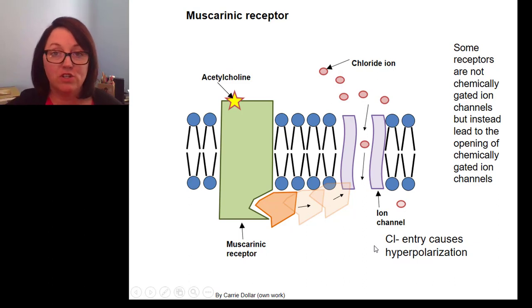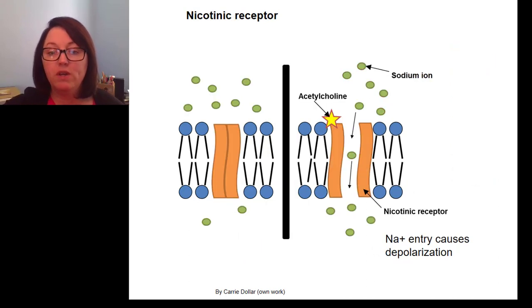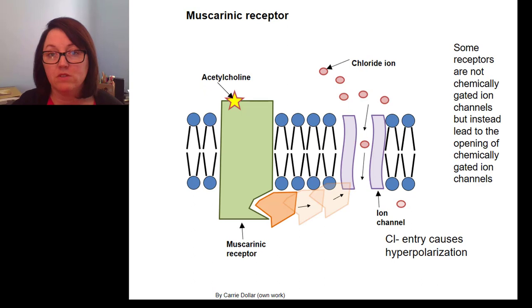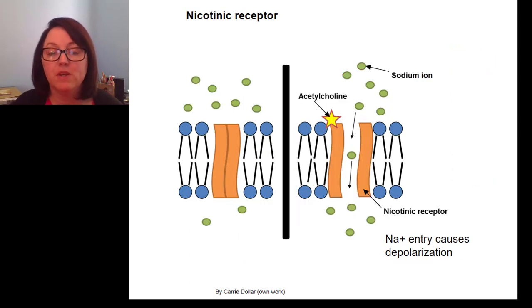And if negative ions rush into the neuron, we get hyperpolarization, not depolarization. So we're going to get an IPSP. So acetylcholine is causing a depolarization here, and acetylcholine is causing a hyperpolarization here. The same neurotransmitter is causing two completely different effects. And this is important to understand because it's not the neurotransmitter that determines the effect on the neuron. It's the receptor. What's different between these two pictures is the receptor, right? So the receptor type is really important for determining how the neuron will respond.